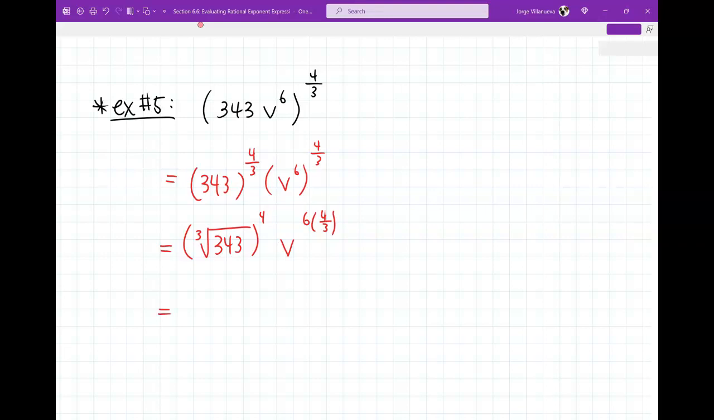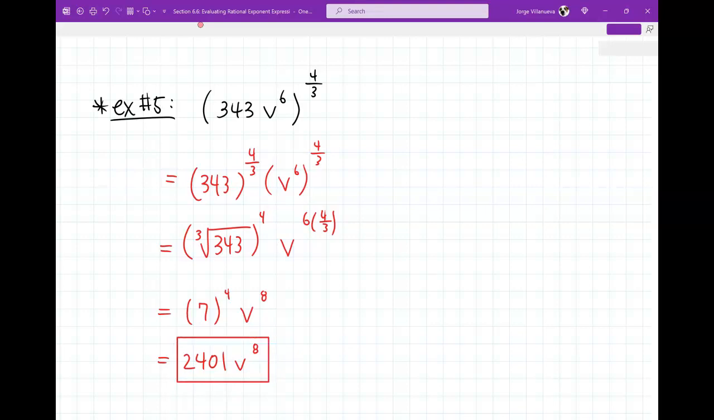All right, the cube root of 343. What is that? Not 2401, but cube root of 343 is 7 to the 4th. Okay? And then v to the 6 times 4/3, what is that? It's 6 times 4/3. You need less than 2 hands, but more than 1. 8. All right. So there we go. Now 7 to the 4th, that is 2401. V to the 8th. And we're done.